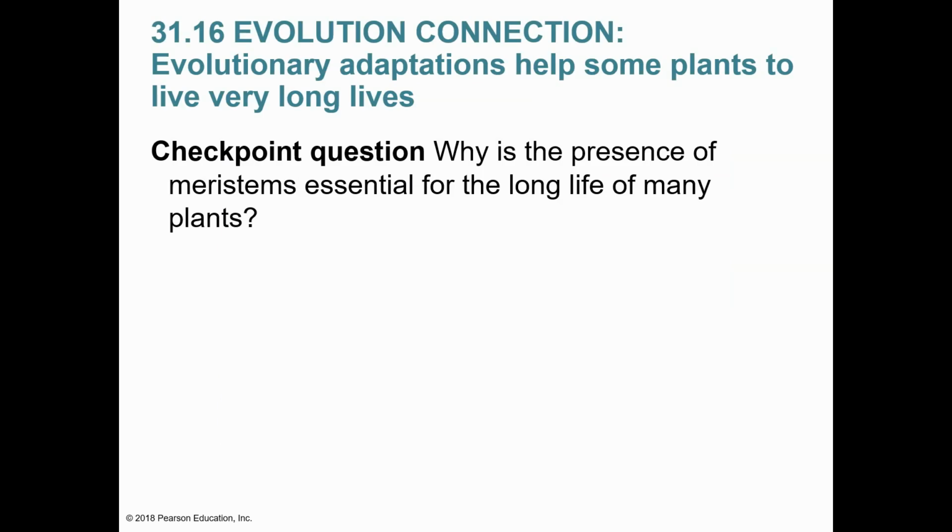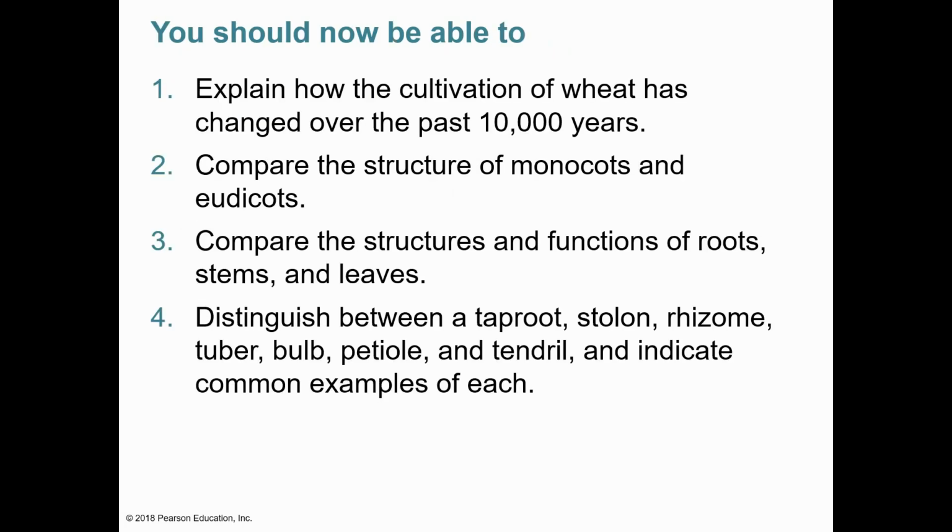And so that, along with this question here: why is the presence of meristems essential for the long life of many plants? Well, looking at meristems, they're going to be on the ends of the roots and the shoots, and so they are essential for growing that plant taller and the roots deeper. And so that's going to be key for a long life for plants. And so here kind of summarizes the things that are in this chapter.